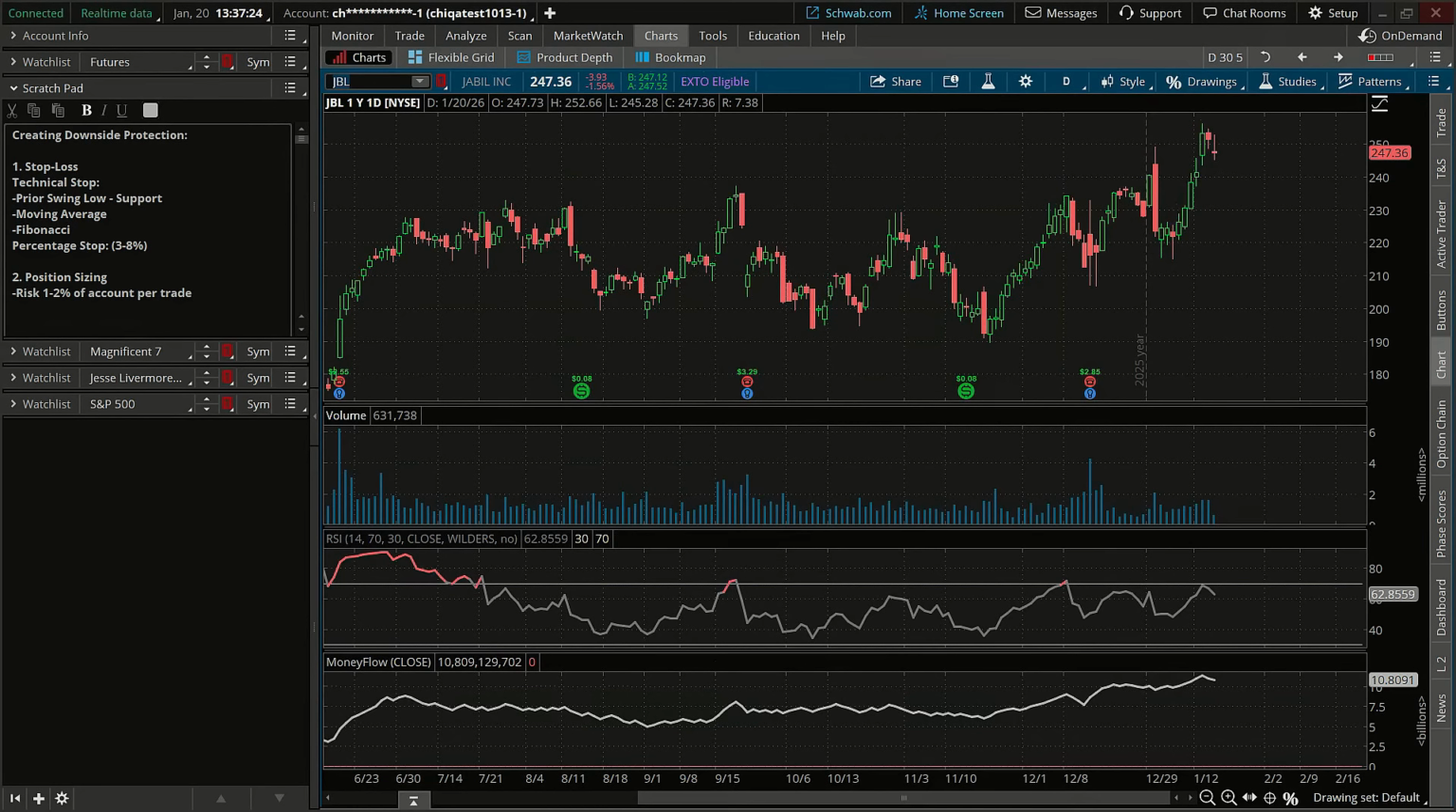So same type of stuff. If I was putting on a potential stop, raising it with the trend, well, let's say, for example, we saw this move come up here, and here's the bounce.